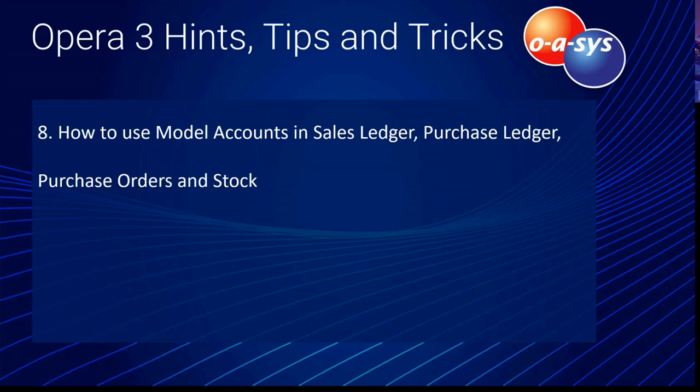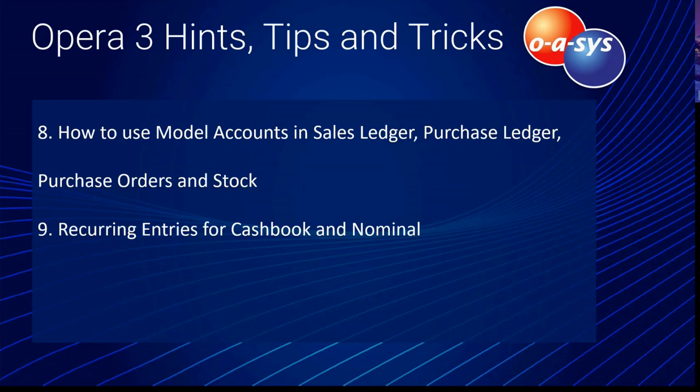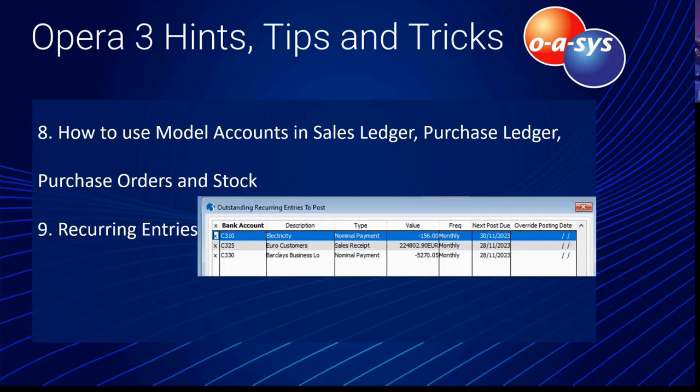I'm going to move on to look at model accounts in the sales ledger, purchase orders, and stock. Just a little explanation about them and why you should be using them and how much time they really can save within the organization. I'm also going to talk about recurring entries for our cash book and our nominal, and just very briefly show how you run that and where you set it up.